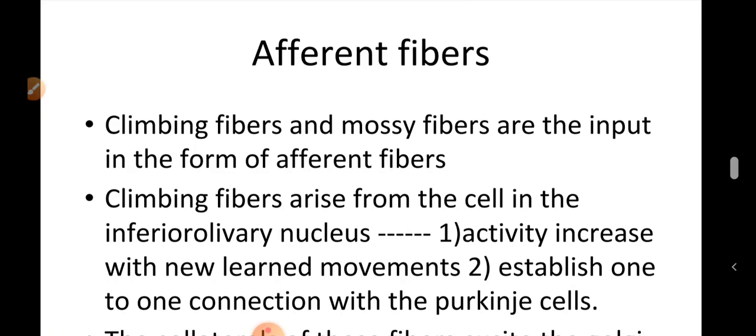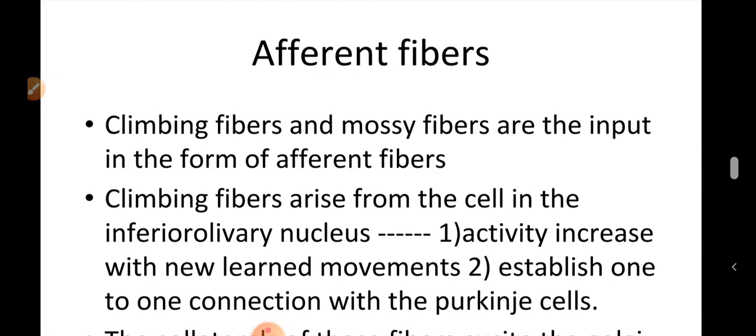Now the afferents which are coming to the cerebellum are in two forms, that is climbing fibers and mossy fibers. So climbing fibers and mossy fibers are the input in the form of afferent fibers. Climbing fibers arise from neurons of the inferior olivary nucleus, which is situated in the medulla, and reach the cerebellum via the olivocerebellar tract.